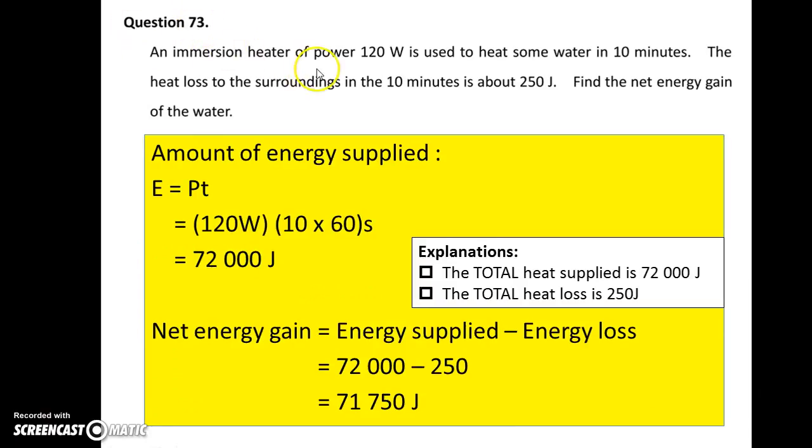Question 73. We use the immersion heater again. We can calculate the energy supplied by multiplying the power with the time, while the energy loss is 250 joules, so we may calculate the net energy gain.